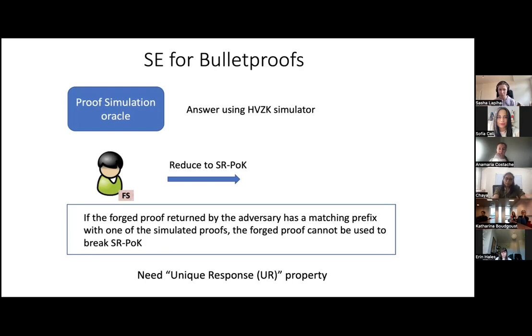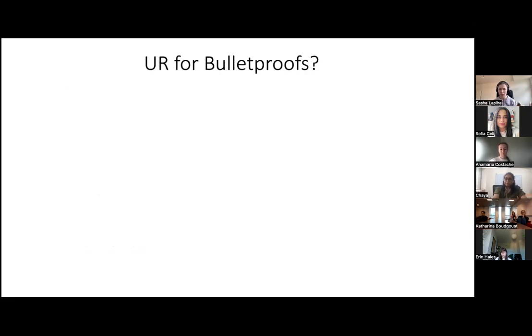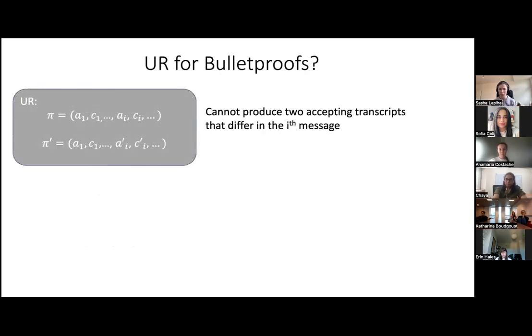So in order to tackle this challenge, we need a property that is called the unique response property, that says the following. The adversary should not be able to produce two accepting transcripts that differ from the ith message onwards. This unique response property is also the property that was used to show simulation extractability of Sigma protocols. So it's a property that is similar in spirit.